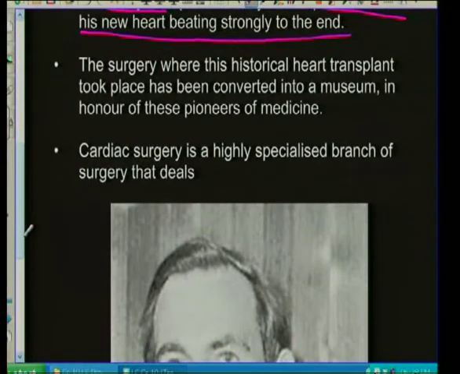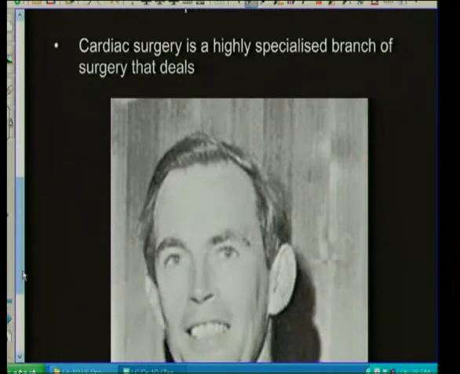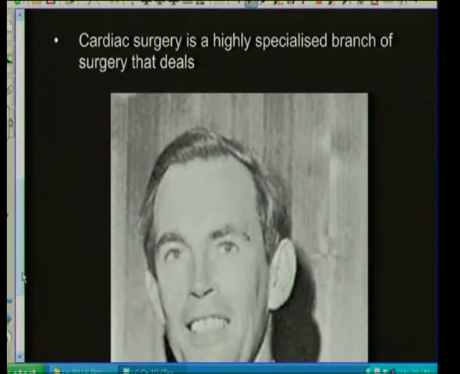The surgery where this historical heart transplant took place has been converted into a museum in honor of these pioneers. Cardiac surgery is a highly specialized branch of surgery that deals with the heart. This is a photo of Dr. Chris Barnard, a South African. So this is an inspiration for you out there. This is a South African from this soil who had the first heart transplant done. So you too can write your name in history if you work hard enough and you use your mind creatively.